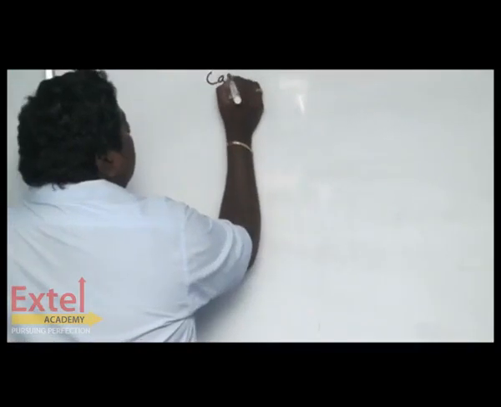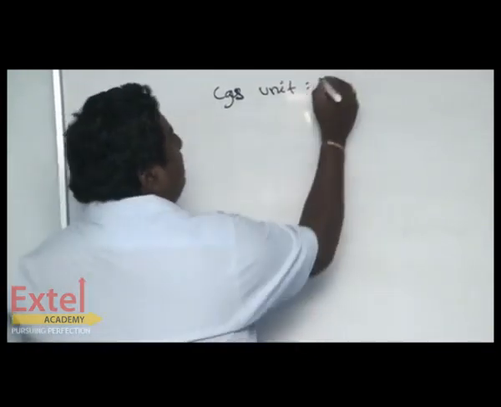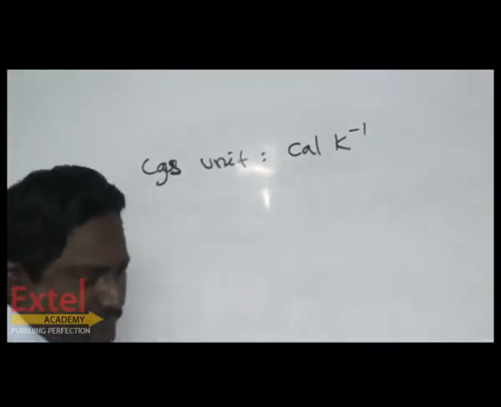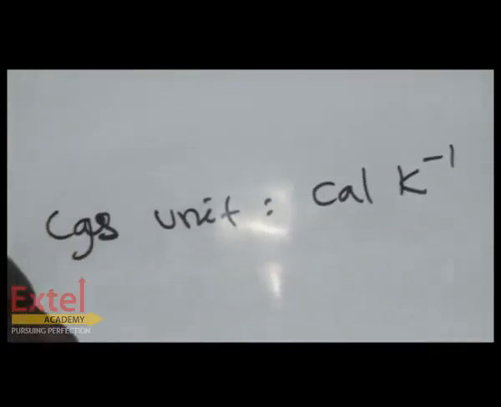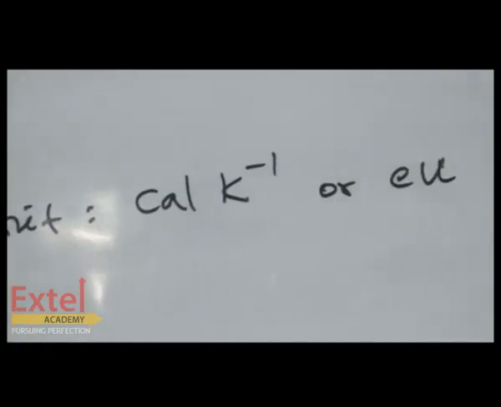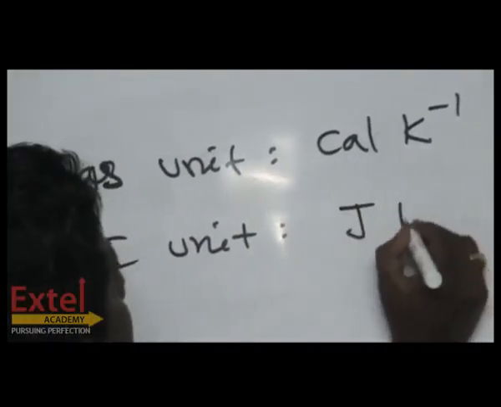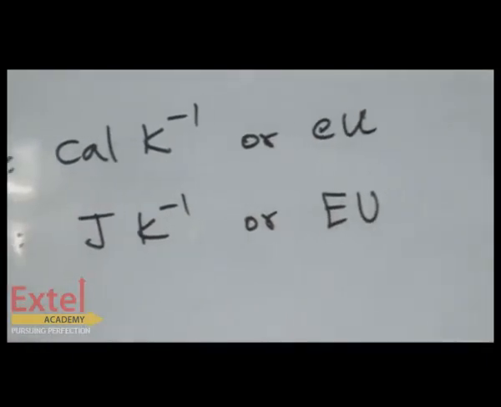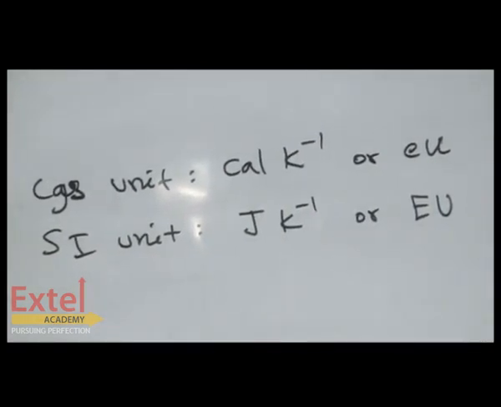Its unit is in CGS unit. In CGS unit, this can be written as calorie per Kelvin or e.u., the entropy unit. In SI unit system, this can be written as joule per Kelvin or capital E.U. Understood the idea? The unit of entropy in CGS unit is calorie per Kelvin or small e.u. In SI unit it can be written as J K power minus 1 or capital E.U.